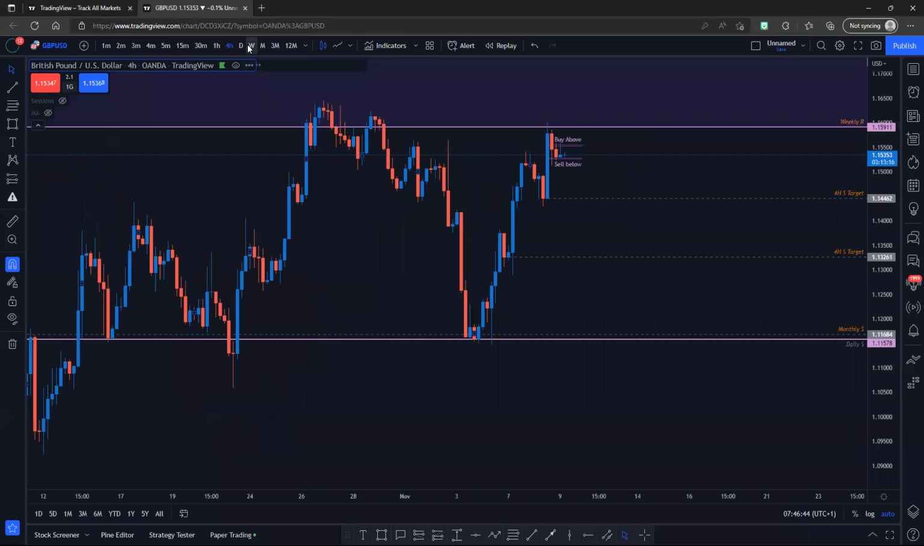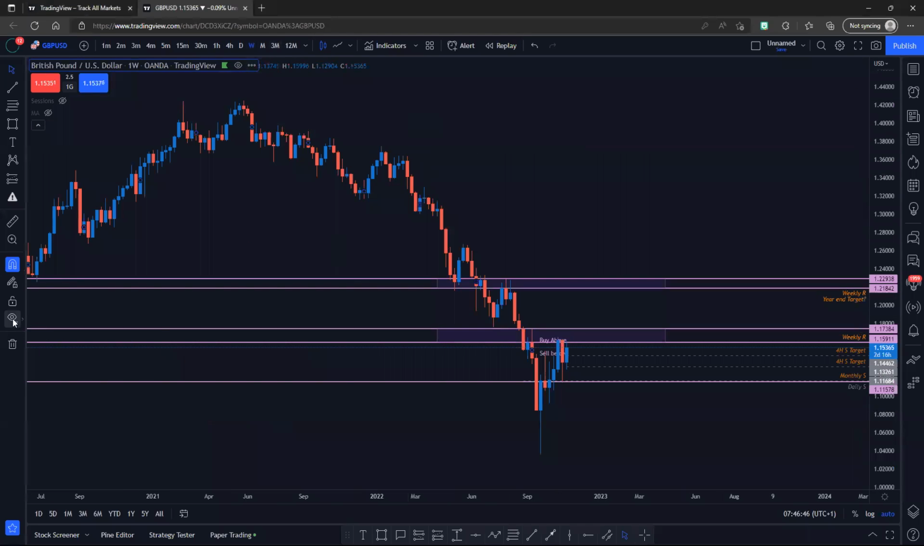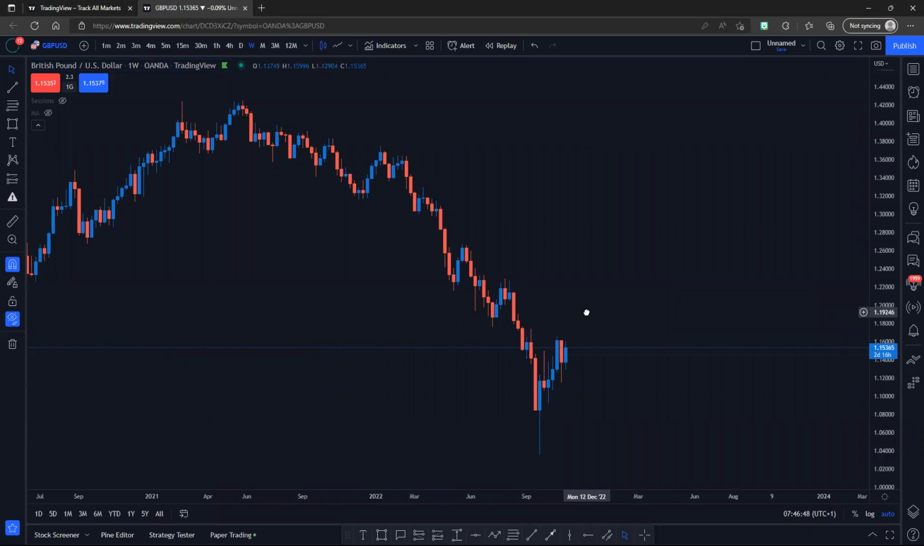Trader Chris here, and today I'm going to do a breakdown on Pound USD, looking at a possible trade setup for today, which is Wednesday, I believe the 9th of November 2022.